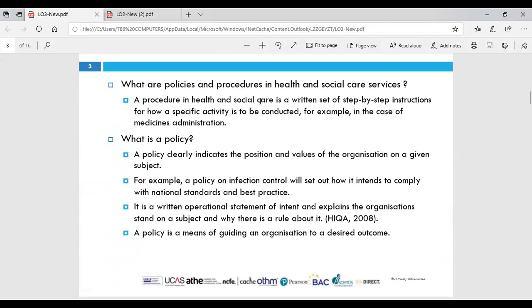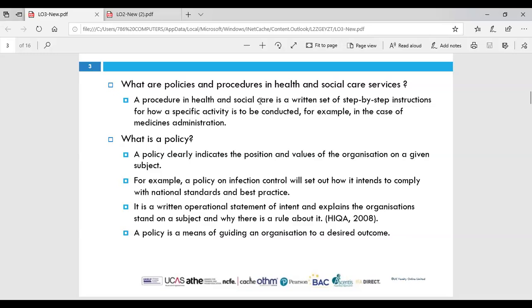So what are policies and procedures in health and social care services? A procedure, by definition, in health and social care, is a written set of step-by-step instructions. There is a detailed set of instructions on how a specific activity has to be conducted. For instance, in medicines administration, there is a procedure that you have to cover. Even something as simple as history taking is there as a step-by-step instruction for everyone to access.